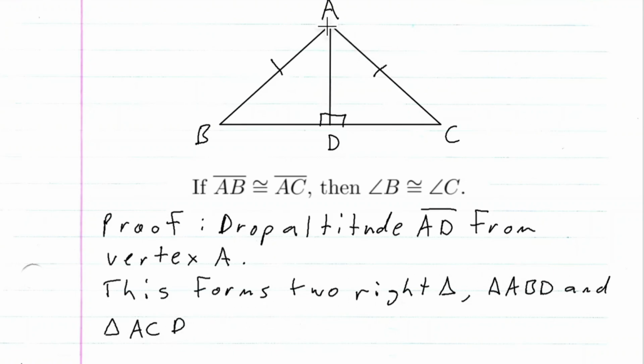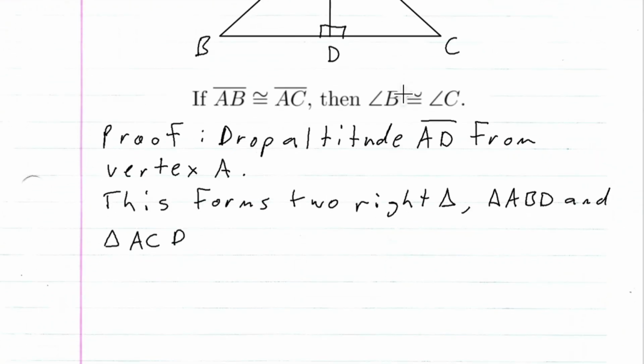So what we know about these two right triangles is that AD is congruent to AD, right? And AB is congruent to AC. So from the hypotenuse leg theorem, we have a leg congruent to a corresponding leg, and we have the hypotenuse congruent to the other hypotenuse. So that means by the hypotenuse leg theorem that these two triangles here are in fact congruent, right?